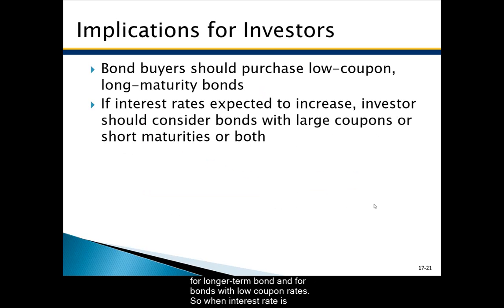Interest rate risk is greater for long-term bonds and for bonds with low coupon rates. So when interest rates are declining, investors should seek bonds with longer terms to maturity and a low coupon rate to maximize gains. When interest rates are increasing, investors should minimize the interest rate risk by investing in short-term bonds with higher coupon rates.